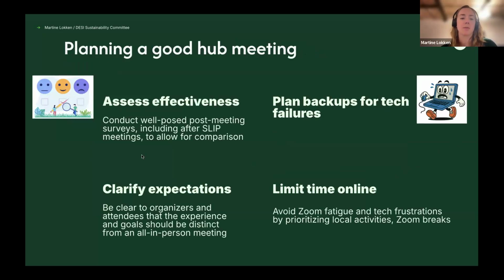We want to make sure, especially with these expectations, that people realize that this type of meeting will be a bit different, but we still want to make sure it's effective. So the style will be different, but we want people to still have good scientific collaboration and progress in collaboration goals, etc.